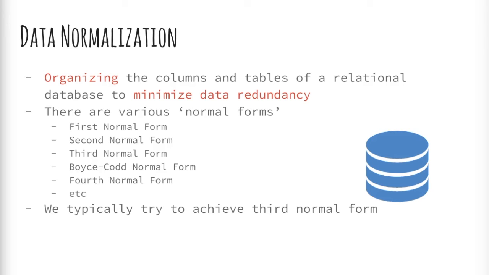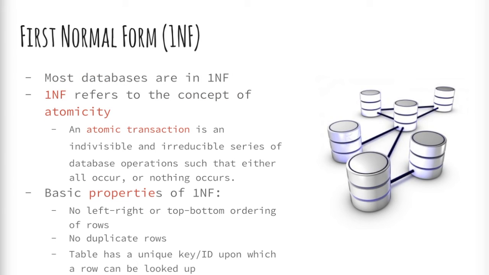Database normalization is a process of organizing the columns and tables of a relational database to minimize data redundancy. Usually, databases store multiple tables with unique information in each table. Normalization is a very essential part of data cleaning and helps us ensure it is easy to look up tables without any complications. We typically assume that most databases are already in first normal form. This basically ensures atomicity of the database.